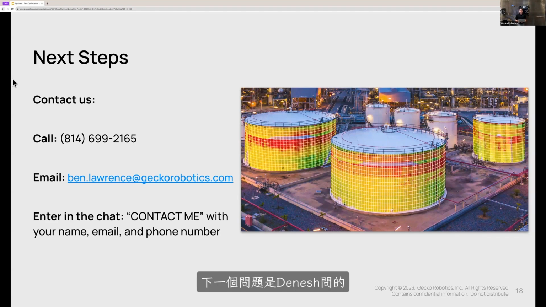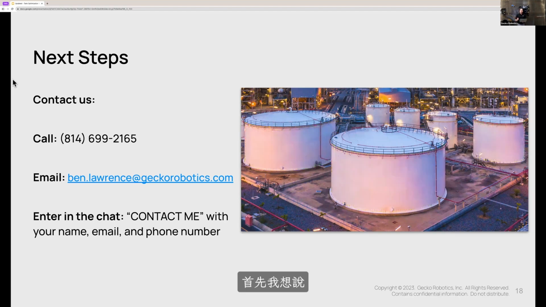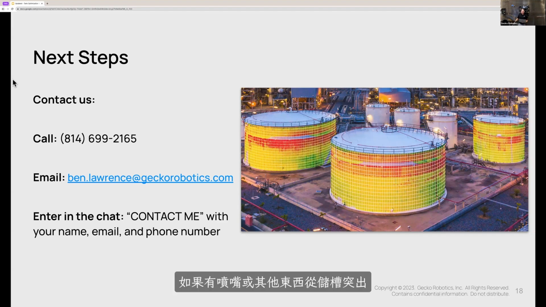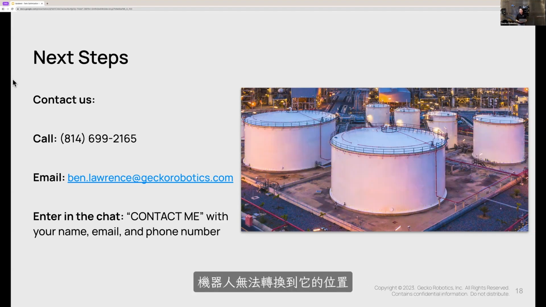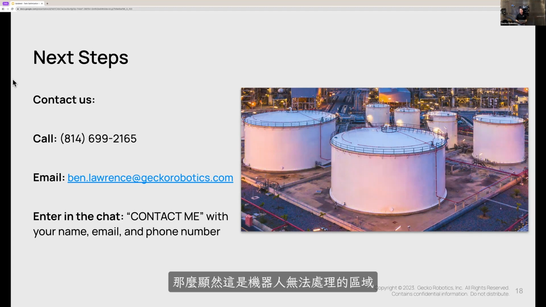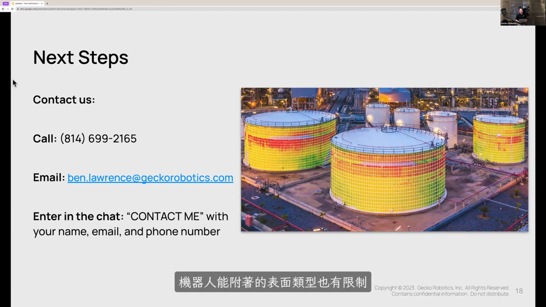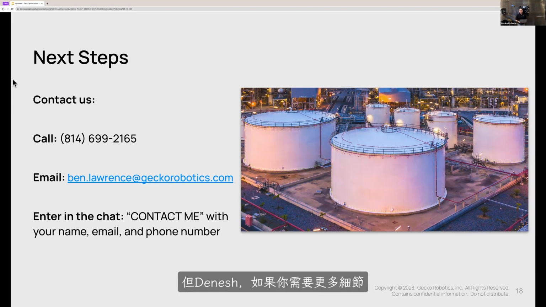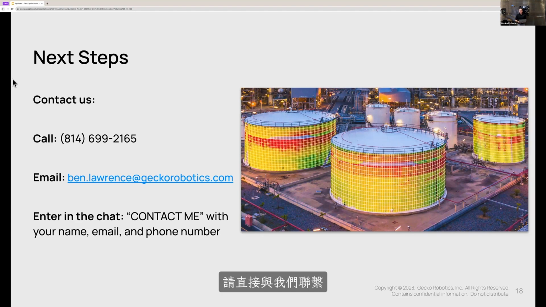The next question, Dinesh asks, are there any dead zones? So as far as dead zones, I guess what I would offer, Dinesh, is that first of all, if there's a nozzle or something protruding out from the tank and the robot cannot make the transition to it, then obviously that's an area where the robot alone is not going to be enough. And there are also limitations to the types of surfaces to which the robot can adhere, as Chase described earlier, right? And we're in development to help with that. But just reach out to us directly, Dinesh, and we can get more into detail on that.